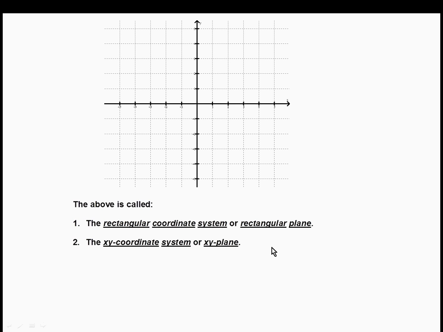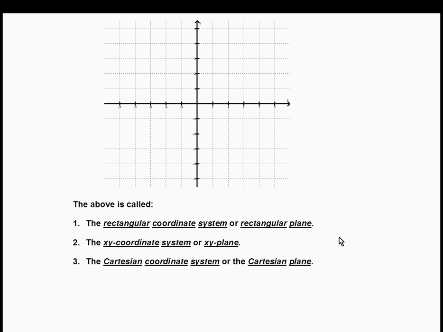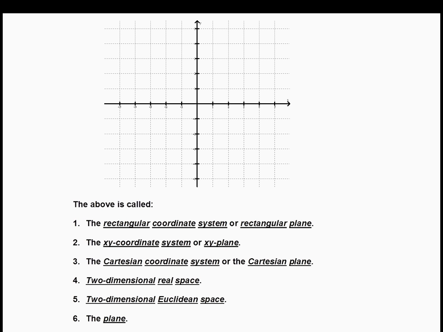Now, a plane is any flat surface, like your paper, this screen, the chalkboard. Any flat surface is a plane. Number 3, the Cartesian coordinate system or the Cartesian plane. This is in honor of René Descartes. Now, he's not the one who came up with the idea, but after he wrote it down, people kept remembering it. It's also called two-dimensional real space. Two dimensions because you have two axes. You can go left, right, up, down. It's also called two-dimensional Euclidean space. This is Euclid as in geometry. It's also called the plane. Remember, a plane is any flat surface. The plane is where you put the x and y axes.